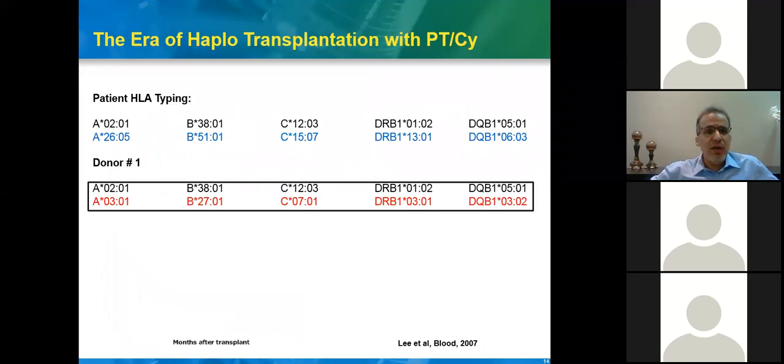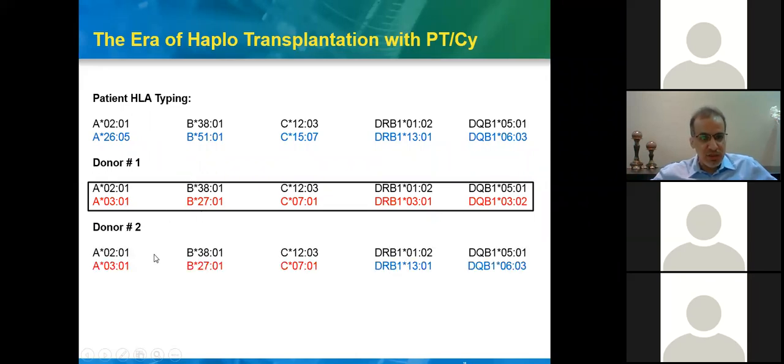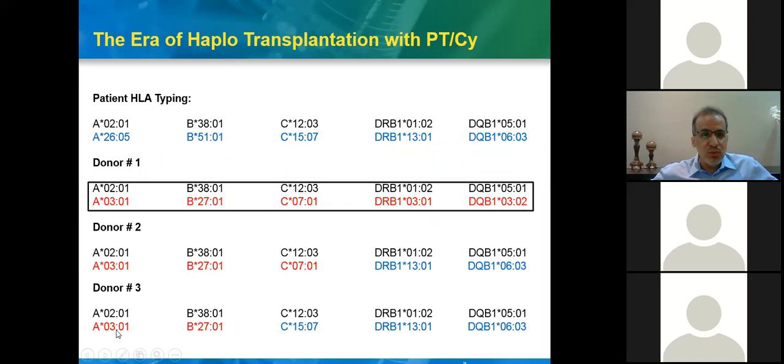Now, with the era of haplo transplantation with post-transplant cyclophosphamide, back to the HLA matching, haplo HLA matching. This is the patient I showed you earlier. This is a particular donor who is a match. Again, 5 out of 10 match. We have another donor for the same patient, but he is not 5 out of 10 match. He is only 3 out of 10 match. And another donor who has only 2 antigen mismatch. So he is not just haplo, he is more than a haplo match.